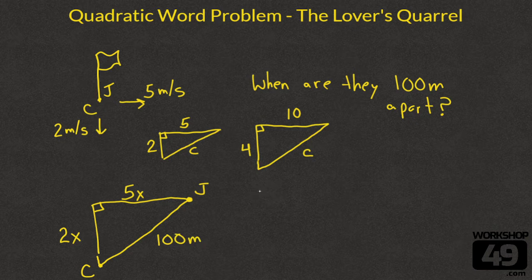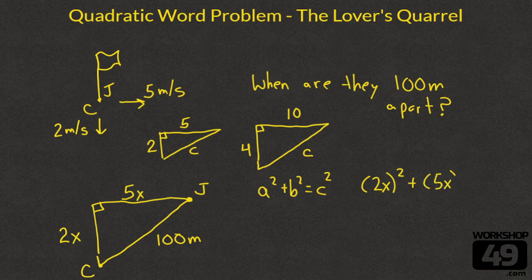We set this up by saying a squared plus b squared equals c squared. We fill in our a and b sides. Bracket 2x squared. Remember those brackets. That's going to become important. Bracket 5x squared. Again, it's bracketed. Equals 100 squared. Let's clean this up.